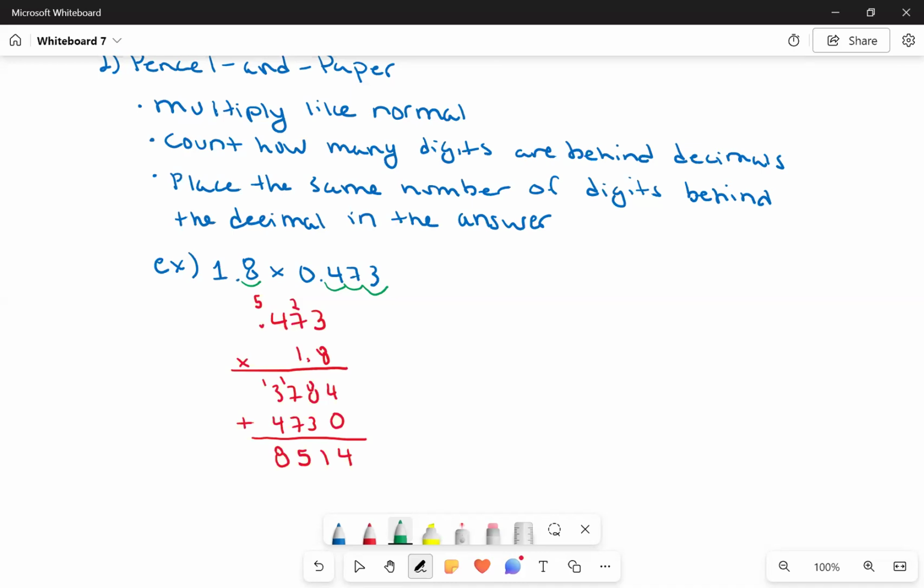So I'm going to place the decimal in front of the 8. That way, 4 numbers or digits are behind the decimal. And that's the answer.